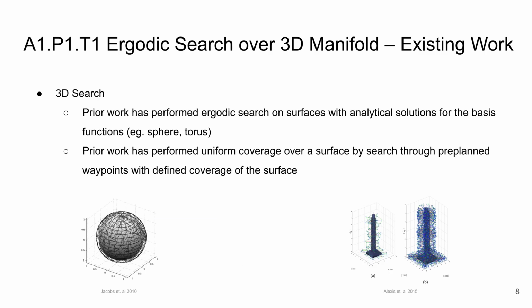Now, looking at 3D search, something that has also been done, prior work that did ergodic search on surfaces has always been doing them on simple surfaces with analytical solutions for the basis functions. So this is a sphere, a torus, or even just a 2D plane. Prior work has also done uniform coverage over more complex surfaces, as you see in the bottom right, through the use of pre-planned waypoints, where each of these waypoints effectively has its own defined coverage of the surface.